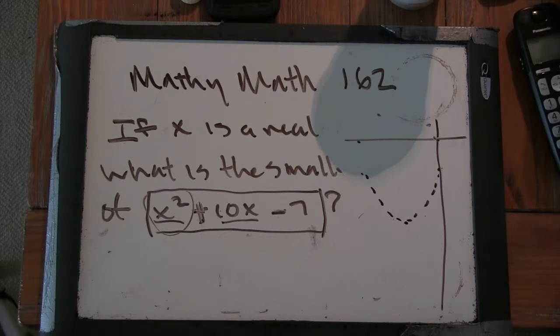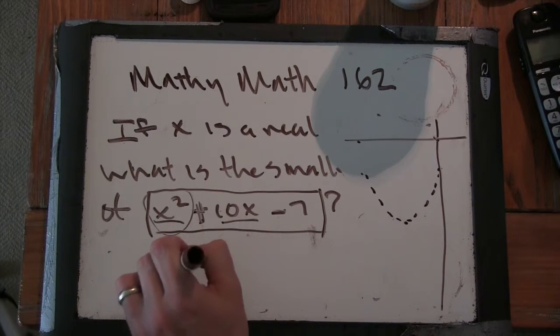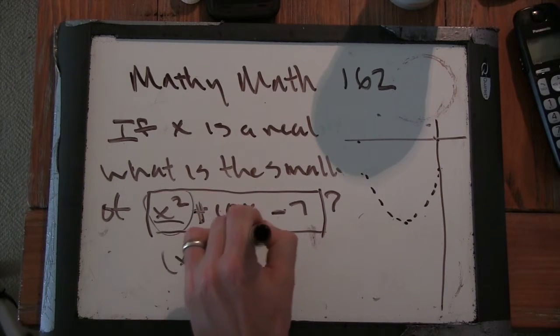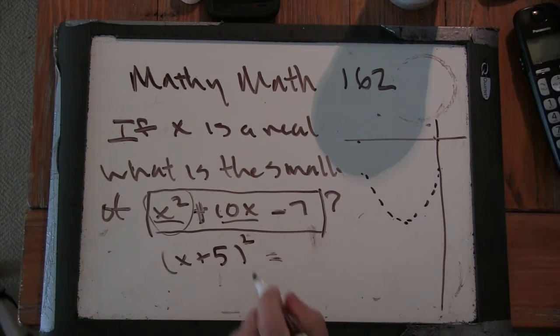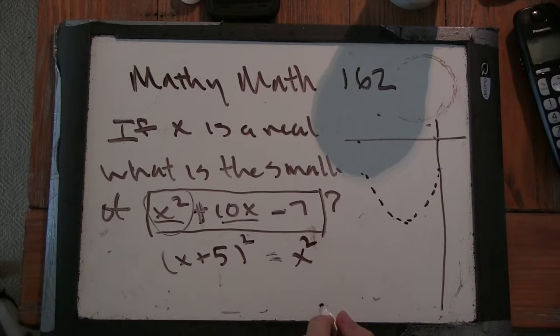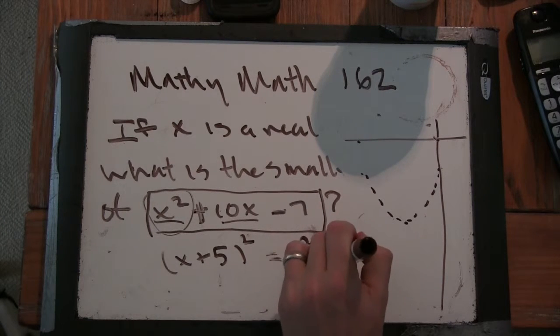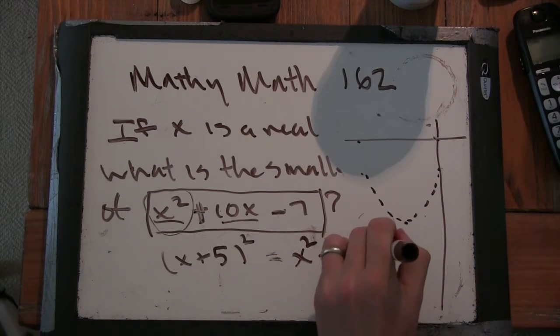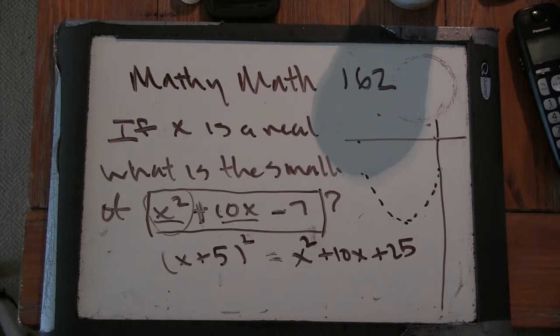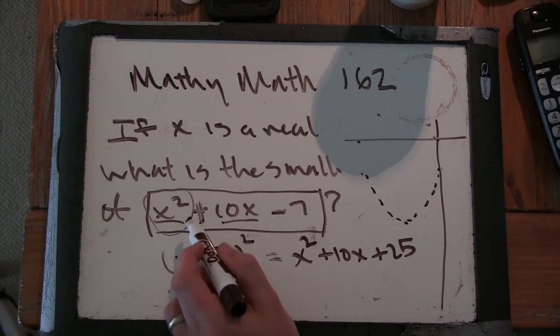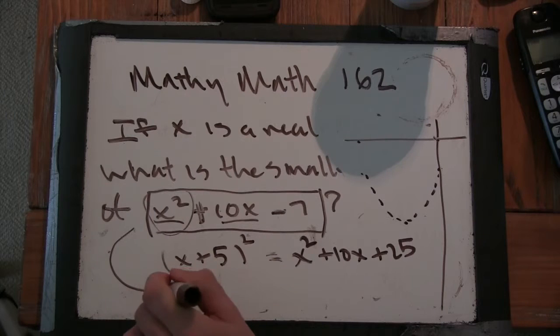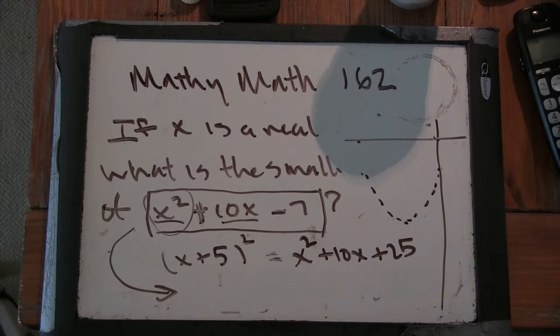And so one thing we could notice is x plus 5 squared is what? It's x squared plus 10x plus 25. So that sort of looks like this equation a little bit. In fact, this equation ends up being equal to what? Can you see what it's equal to?